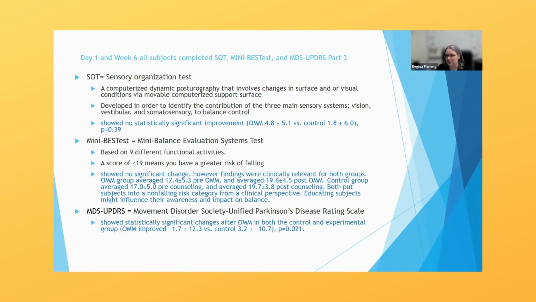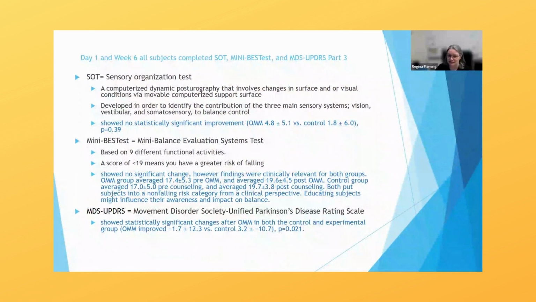However, they did notice some clinically relevant changes here. Keep in mind that a score on this mini balance evaluation systems test of less than 19 means that you have a greater risk of falling. Notice that all the different groups, the OMM and also the counseling, started off here in the 17 range, and after OMM or even after counseling, now they're up here in the 19 range. So the thought here is that this is clinically relevant, and maybe if we had a larger sample size, we would have actually seen something be statistically significant.